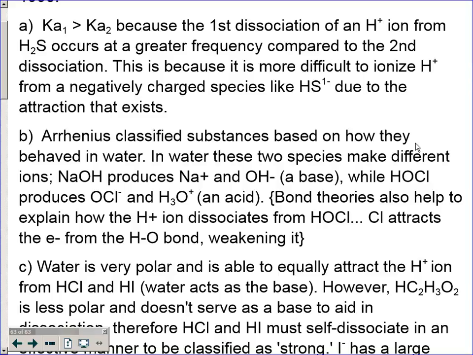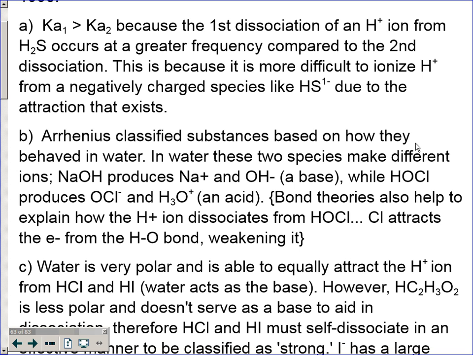And this is because it's more difficult to ionize an H plus from a negatively charged species, because HS1 minus attracts the H plus through just opposites attracting. So it makes it difficult to rip off that extra H plus, which is going to be the second deprotonation step. So the attraction is going to cause Ka2 to be lower. Simple as I can make it.